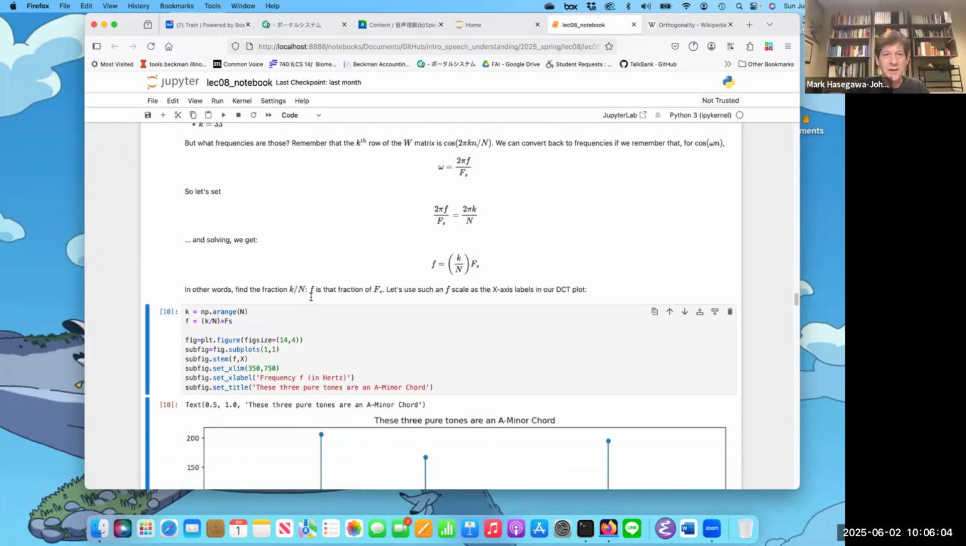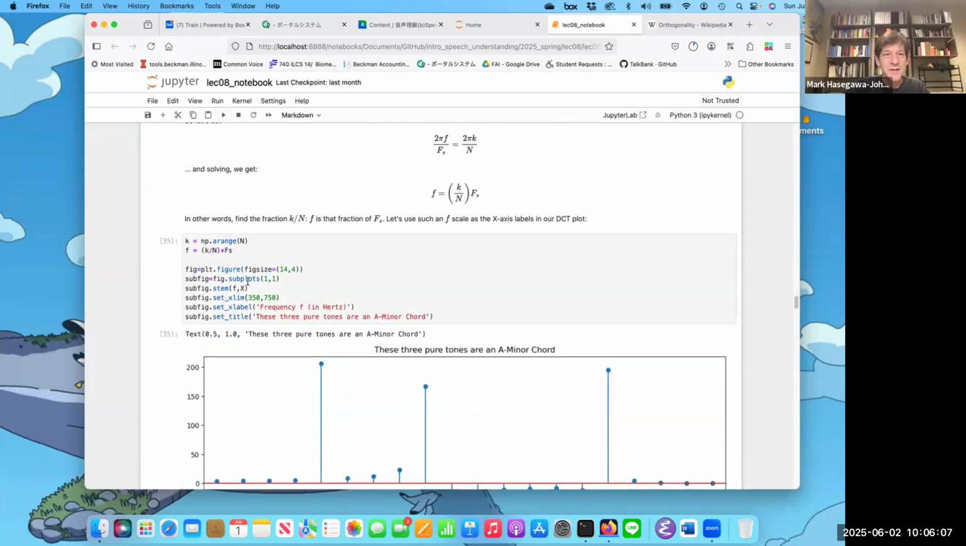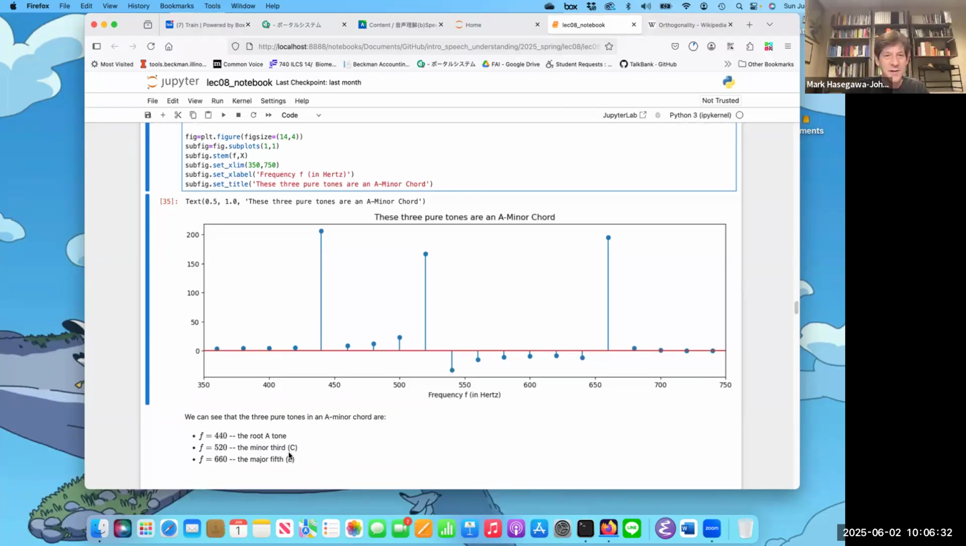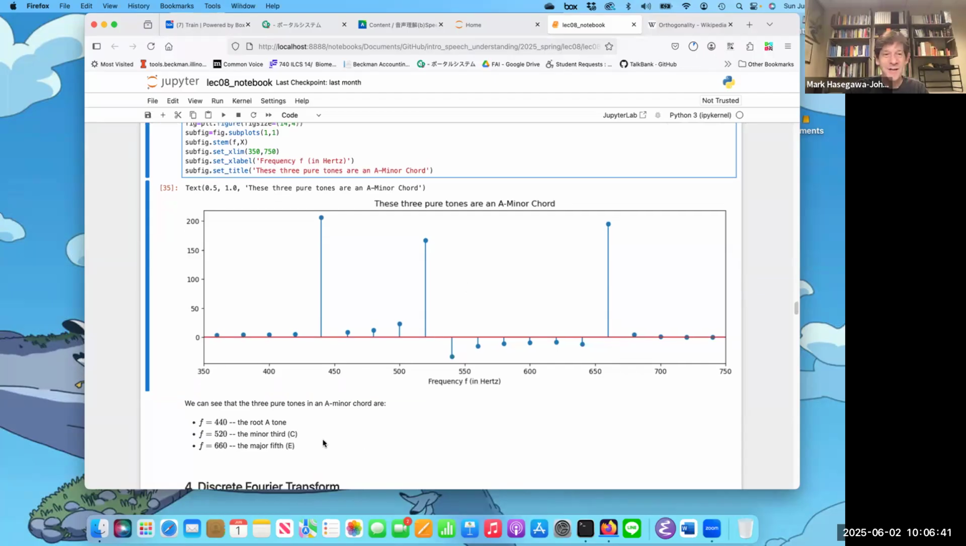All right, so the frequency axis now is little f, which is k over n times fs. And when we plot that out, we see that these are at 440 hertz, 520 hertz, and about 655 hertz. So those are the A, the C, and the E note, the notes of the minor chord. Well, actually, I've got written here that the minor third is A, C, and E. Does anybody know? I guess C sharp is the A major chord and C is the minor chord. That's what I have written in the lecture, that C natural is the minor third.